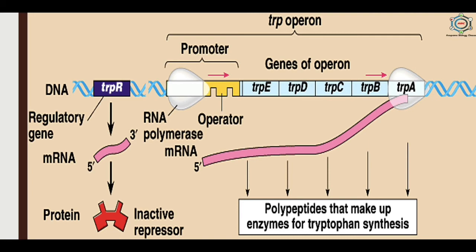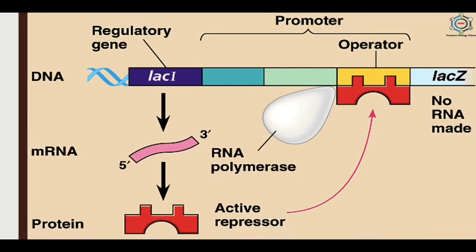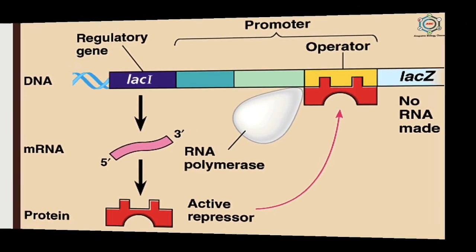So, in case of the TRP operon, in case of inactive repressor, polypeptides that make the enzymes for tryptophan synthesis are produced. But when the repressor is active, the polypeptide synthesis will not occur. So when the organism gets tryptophan in excess from the outside, it conserves its raw material and energy by suspending the synthesis of this compound in its own body. This phenomenon is called feedback repression. So the repressible operon generally functions in the anabolic pathway.